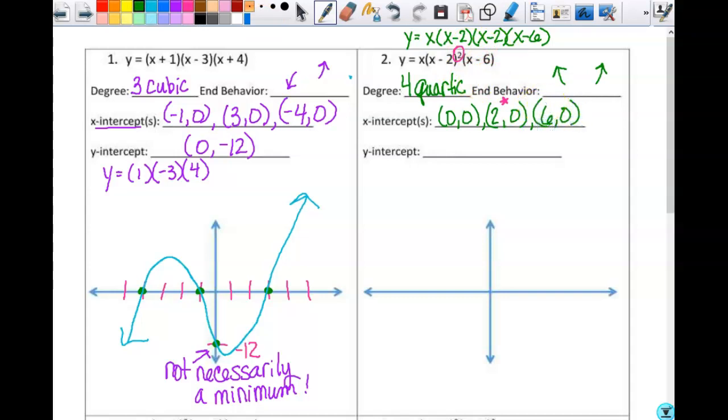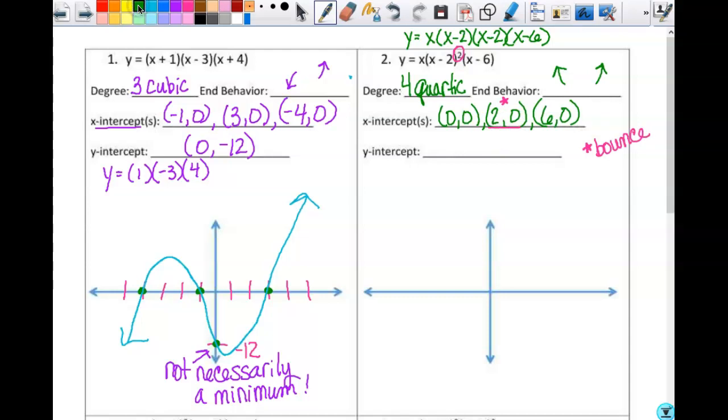Okay? So that little star there, I have a factor that has a degree higher than 1, and it's even. And so the even means that I have a bounce. So I'm going to have a bounce there at this 0.